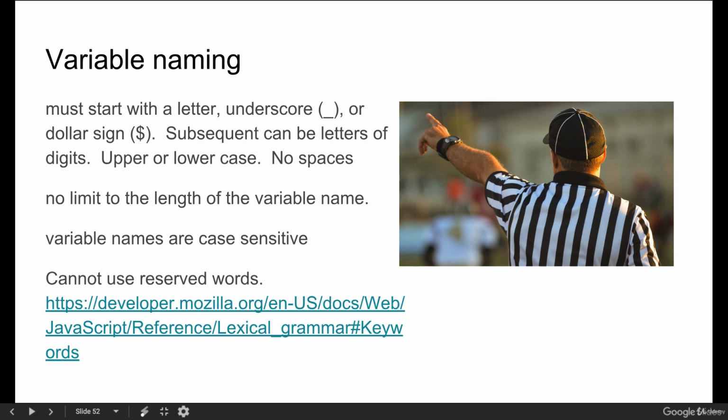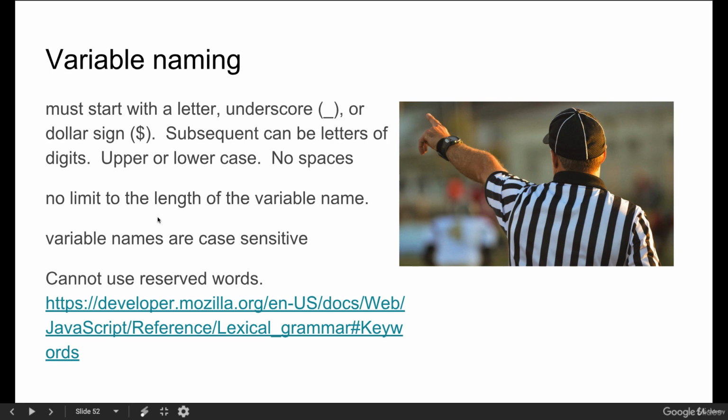When you are naming variables, you can use underscore, you could use dollar signs, and you could use letters and digits. The only thing is that they can't start with digits. They have to start with either the underscore, the dollar sign, or a letter, so it can't start with a digit. They can be upper and lowercase, no spaces, and it is case sensitive. So if you've got a variable with all uppercase, it's going to be a different variable than with all lowercase.